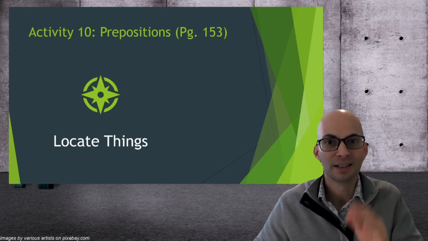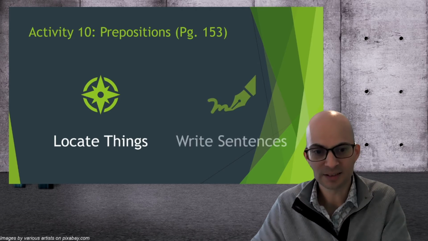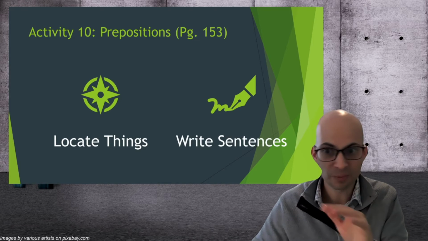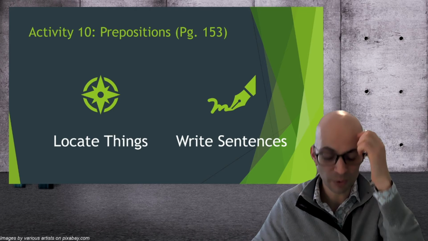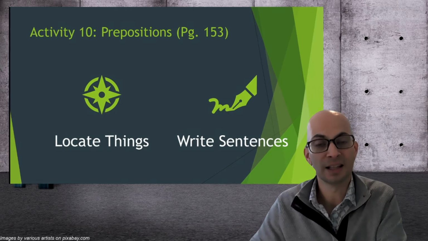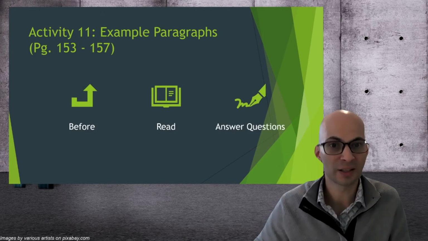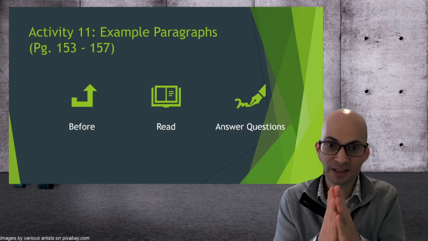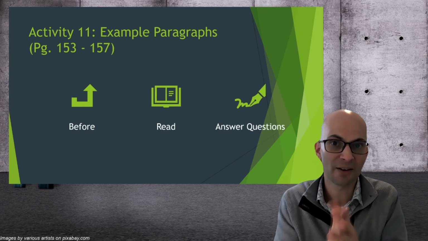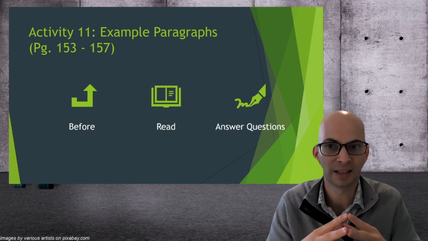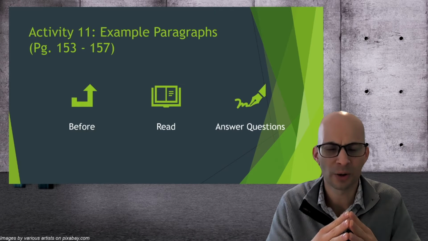So write the sentences, okay? Look at the location of something and then write sentences to describe where it is. And then after that, we'll jump into activity 11. Activity 11 is almost half of what we're going to look at today. And that's just example paragraphs.